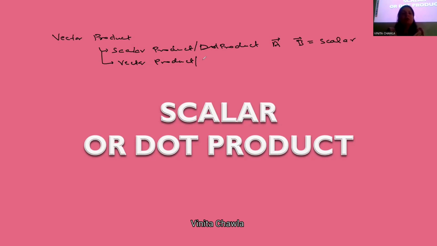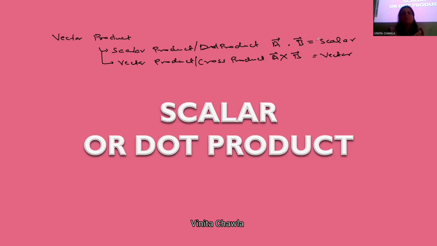Vector product is also called cross product. When two vectors are multiplied and we get a vector quantity, it is called vector product. Because here we get a scalar quantity, we differentiate them. Here you multiply two vectors and get a scalar quantity. In the second case, you multiply two vectors and get a vector quantity. To differentiate, here we place a dot and here we place a cross. That's why we sometimes call this scalar product the dot product and this vector product the cross product.